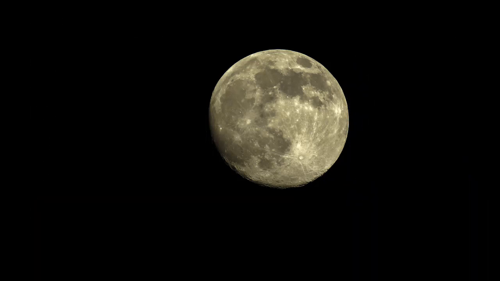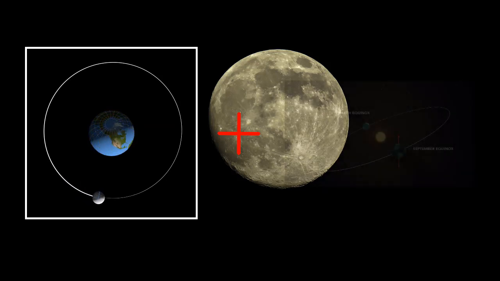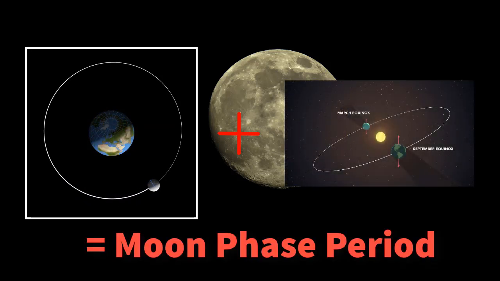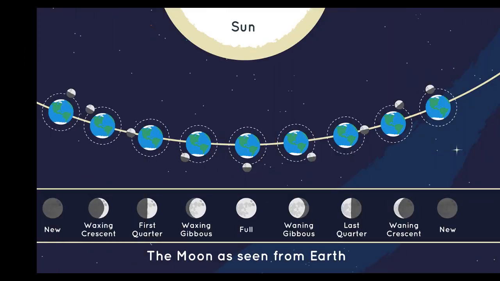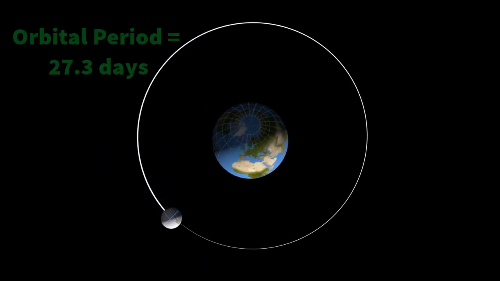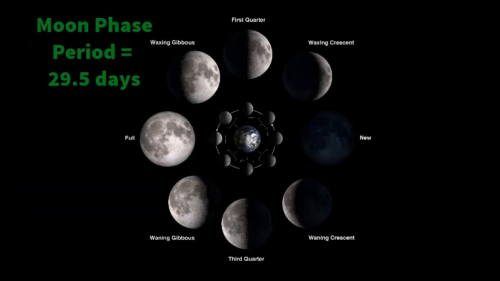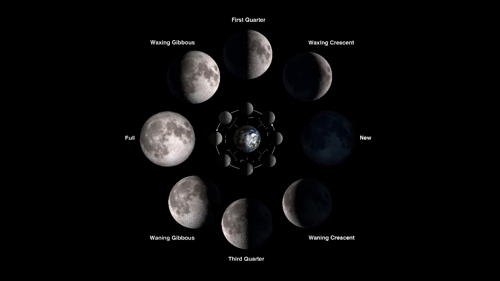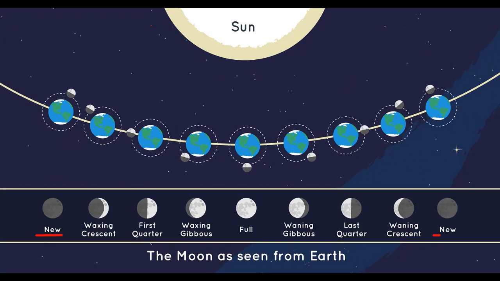The phases of the moon are caused by the moon's orbit around the Earth, along with the Earth's orbit around the sun. So basically, you've got these two effects going on, and once you add them both together, you get what we see, the moon phases. That's based off of superposition, which is a mathematical term, and I'm going to go into that in our next video as well. But anyways, the moon takes about 27.3 days to orbit the Earth, while it takes about 29.5 days to go through its phases, from a new moon to another new moon, or a full moon to another full moon, one complete period.